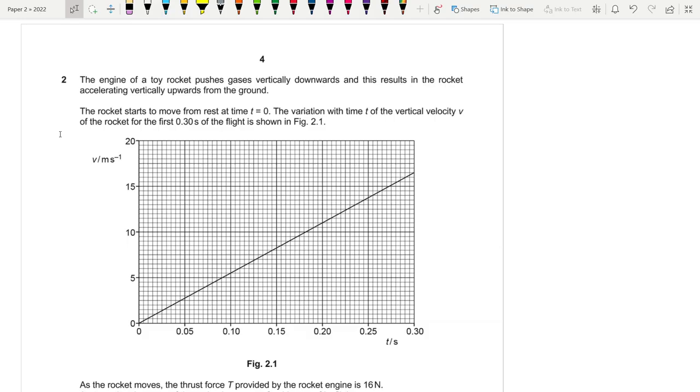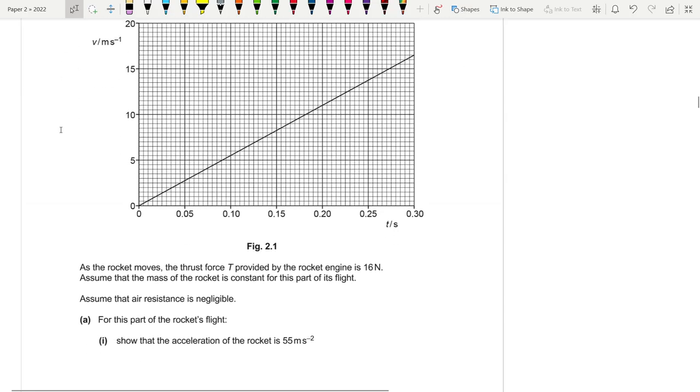There are 6 questions in total in this variant. The engine of a toy rocket pushes gases vertically downwards, and this results in the rocket accelerating vertically upwards from the ground. The rocket starts to move from rest at time 0. The variation with time t of the vertical velocity v of the rocket for the first 0.30 seconds of the flight is shown in figure 2.1.